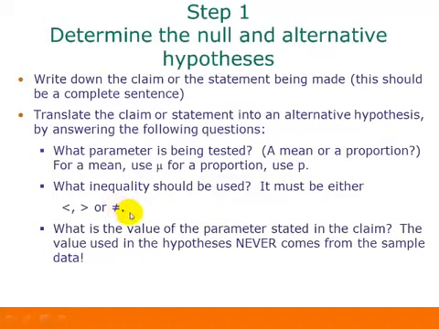Then, what inequality should we be using? For the alternative hypothesis, it has to be an inequality with no equals included. So it's either a less than, a greater than, or not equal to. The third question is, what is the value of the parameter stated in the claim? This value that we use in the hypotheses never comes from the sample data.